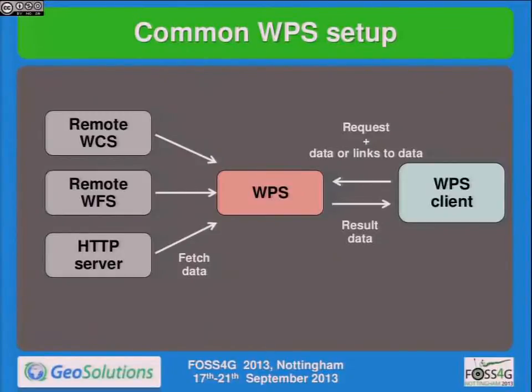Something specific about GeoServer, this is kind of the common WPS setup in the OGC. From the OGC point of view, a WPS is something that does processing, but it does not necessarily own data. And you get data from other OGC services. If you need vector data, you get it from a WFS. If you need raster data, you get it from a WCS. Or you can get it from whatever other HTTP server that is around on the net, but you have to fetch it from remote, normally. Then you do your processing and send back the results to the client.